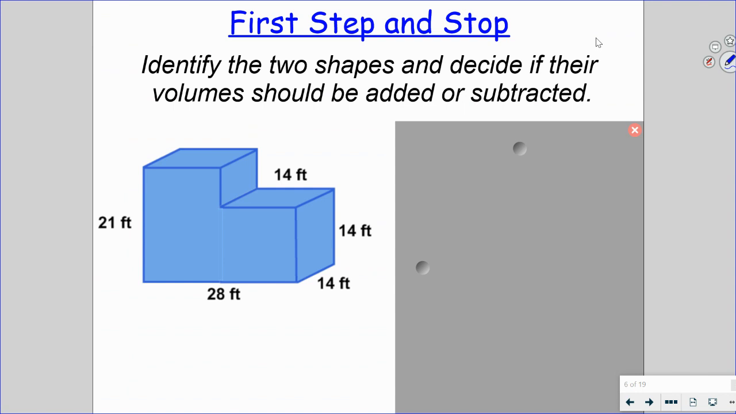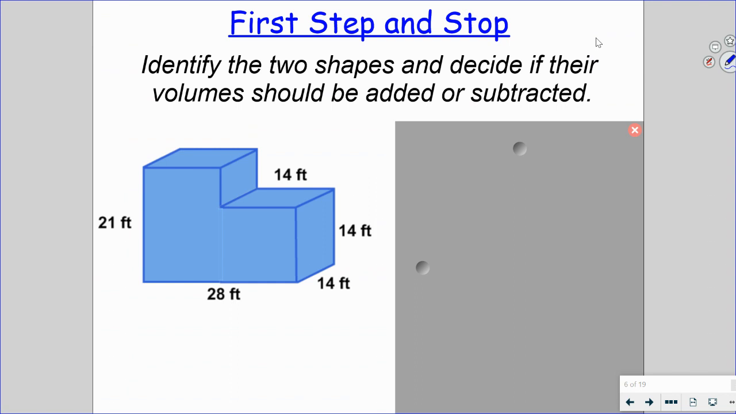All right, so I'm going to take you through some examples, and really today I would say is a challenge, but it's not as hard as you might think. See, we already know how to find areas, we already know how to find volumes. Your goal is to identify the sub-shapes and then determine if they should be added or subtracted.